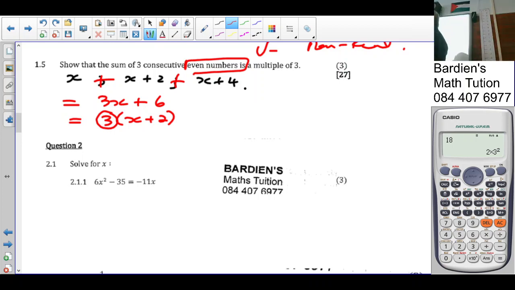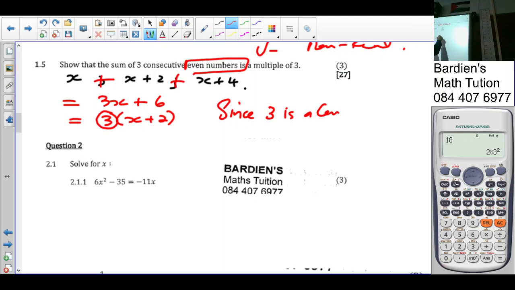So in conclusion we say, since 3 is a common factor, therefore it will always be a multiple of 3. Therefore the sum of 3 consecutive even numbers will always be a multiple of 3. Does it make sense? No? Why doesn't it make sense? What part don't you understand?